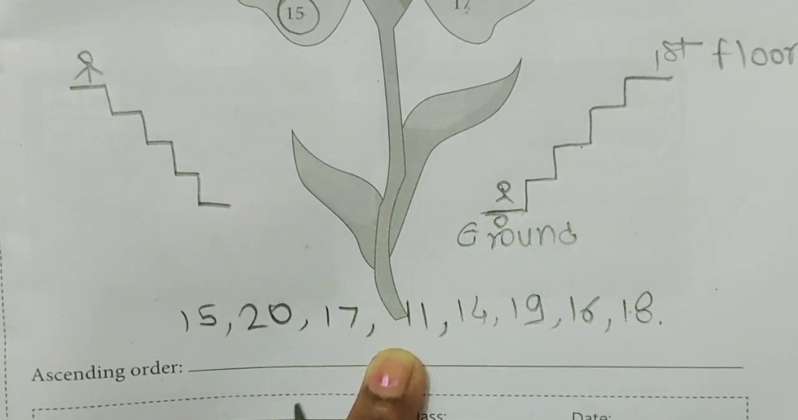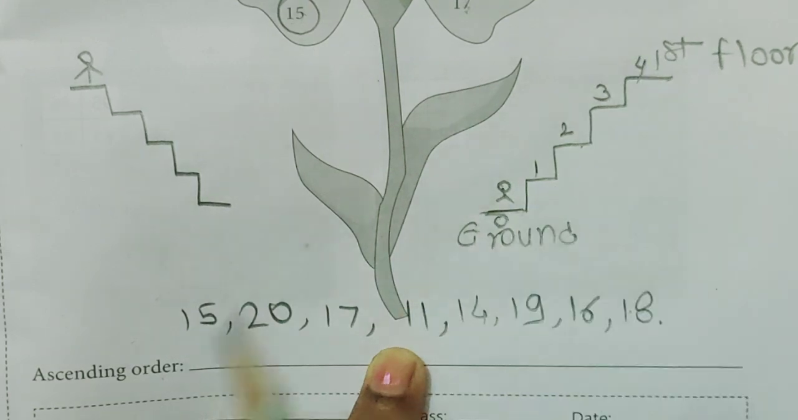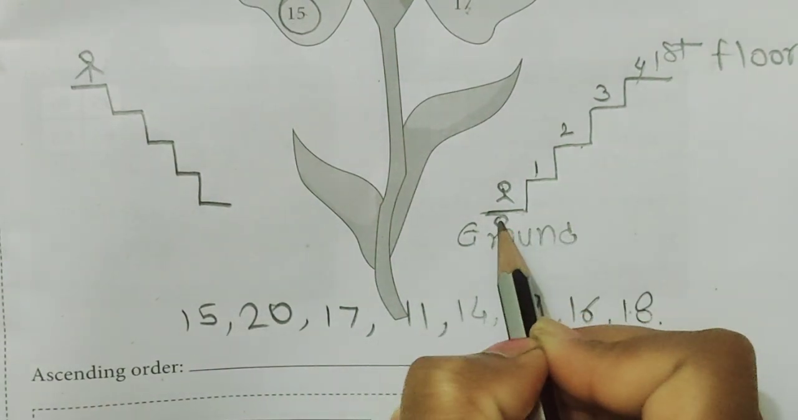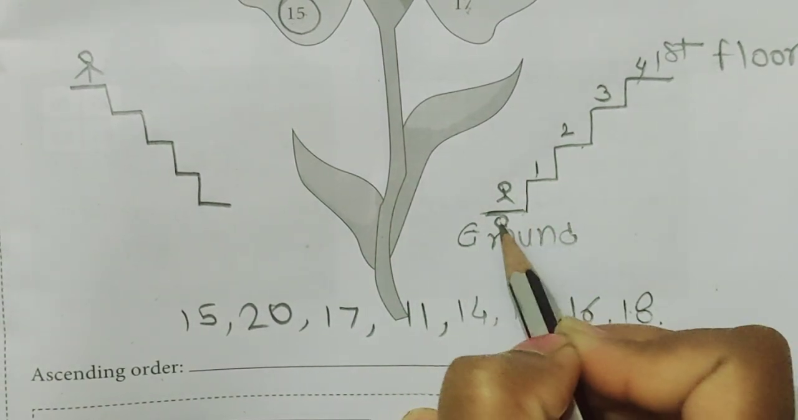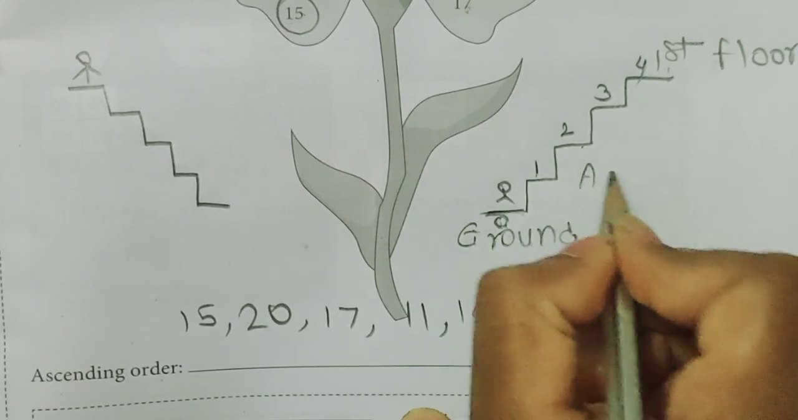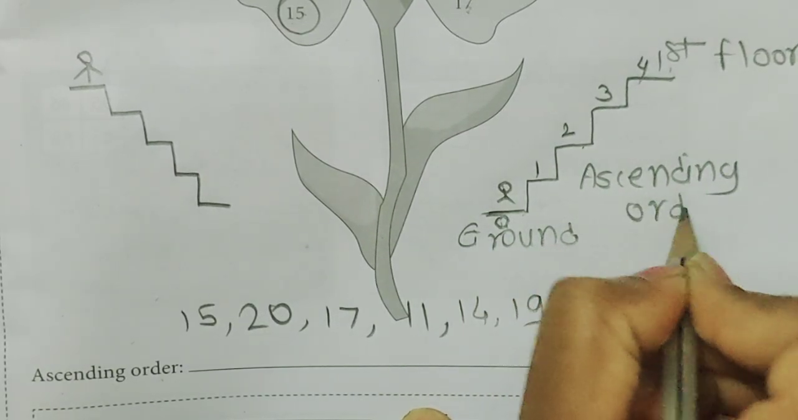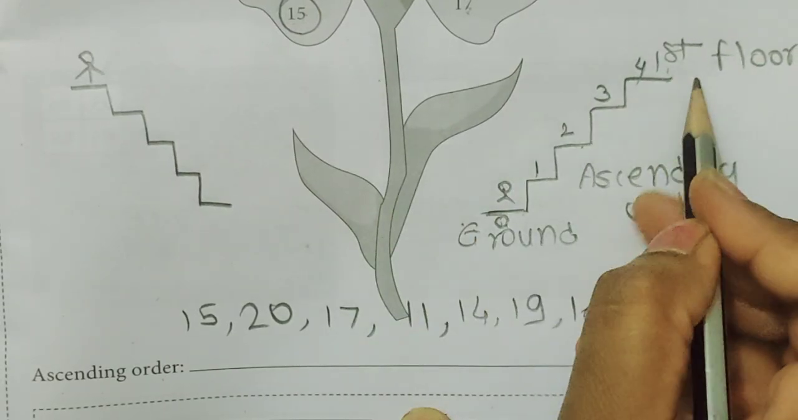Suppose we say that at 0. Next first step, second step, third step, fourth step. That means 0 is the smallest number, and we go from the smallest number to the biggest number. This is nothing but the ascending order. Ascending order, from the smallest number to the biggest number.